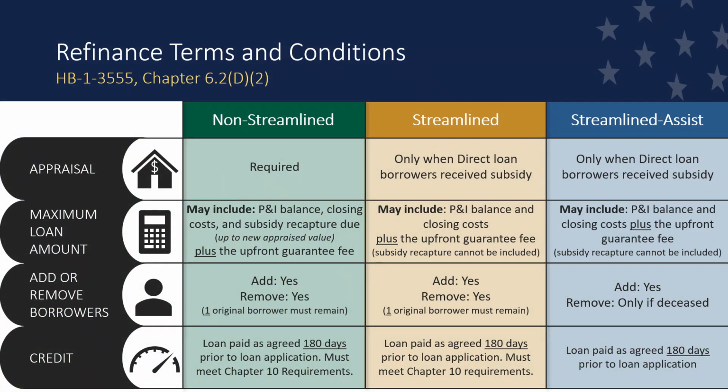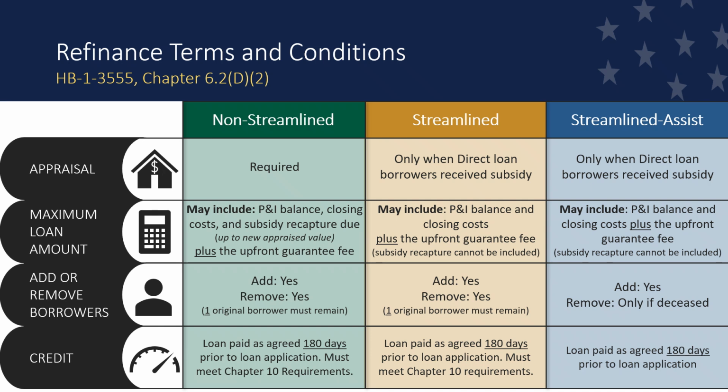The most popular and most streamlined refinance option is the streamlined-assist option. As you can see, with this option, a new appraisal is not required unless the borrower is a direct loan borrower that received payment subsidy. However, only deceased borrowers can be removed with this option. So in cases where a non-deceased borrower is being removed, the remaining borrower may opt for the non-streamlined or streamlined option. Another key difference that may help determine which option is best is credit history.